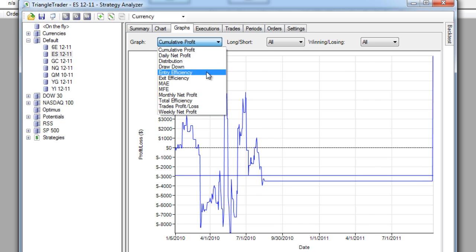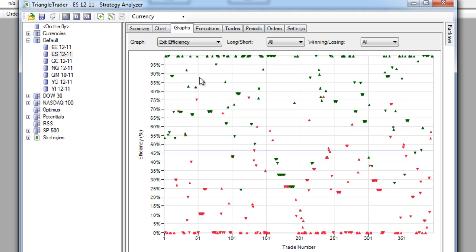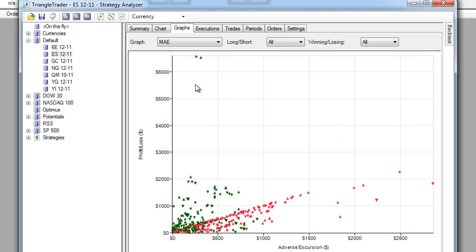We can also see how efficient our strategy is at both entry and exit. We can see the max adverse excursion, which is a great tool for figuring out where you want to put your stop loss. This tells you basically, MAE is max adverse excursion, how far the market goes against you whenever you take a trade. So it goes by adverse excursion and profit and loss.